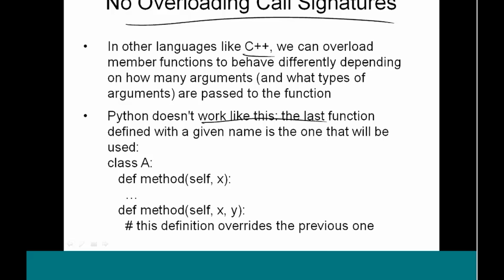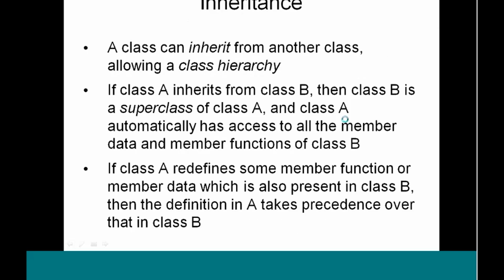So a small example again: here we have a class A, and we define a method with self, x. But then if we want to change it, we just write a new function, which is now def method with self, x and y. This just overwrites the previous one, and that's how it works.